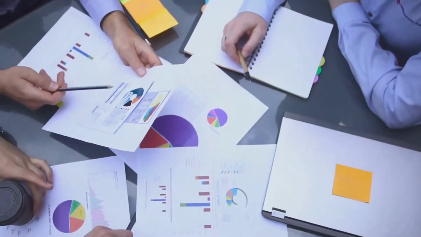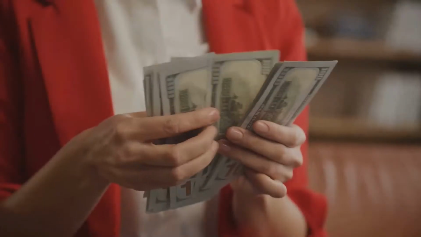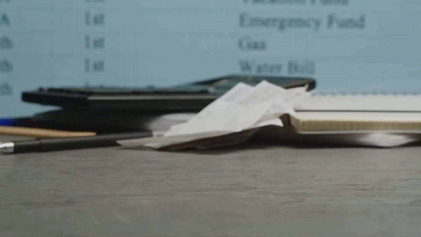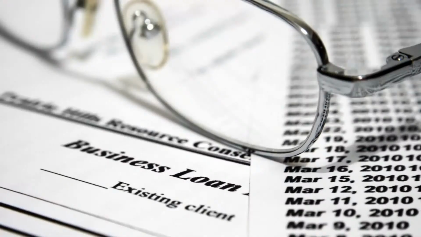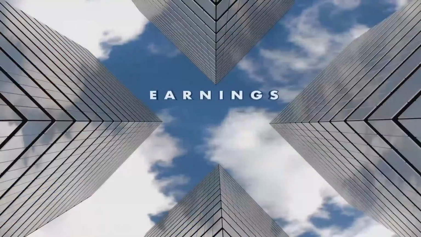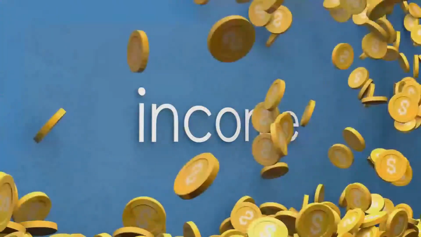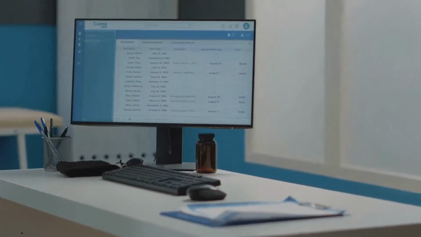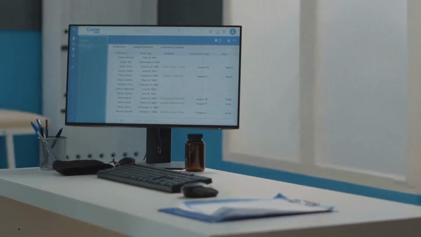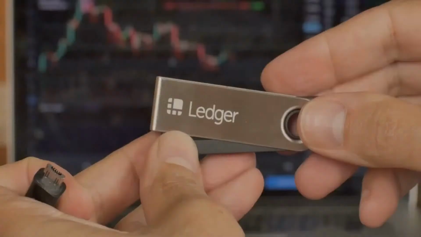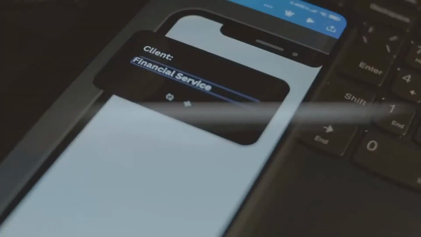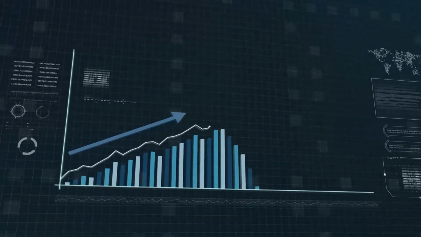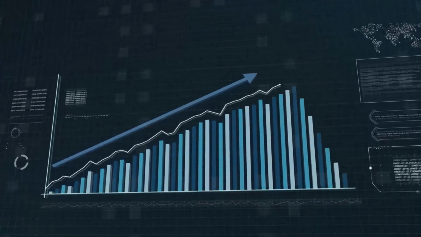Move 2. Set up your general ledger. Create ledger accounts. Start with cash, accounts receivable, inventory, accounts payable, loans, owner's equity, retained earnings, sales, service income, rent, utilities, salaries. Format columns: date, description, debit, credit, running balance. Build a chart of accounts with clear names and numbers. Keep it simple. Keep it consistent.